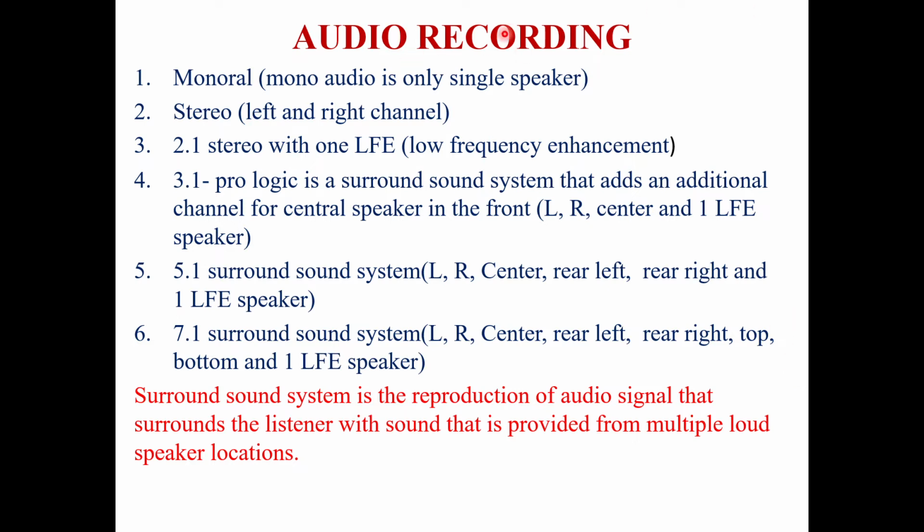At the recording site you just replace speakers with mics, because whatever the type of recording, if you have put a mic on the left and a mic on the right, the left mic's output must go to the left speaker at the reproduction side. So a surround sound system is a reproduction of an audio signal that surrounds the listener with sound provided from multiple loudspeaker locations. This is about audio recording.